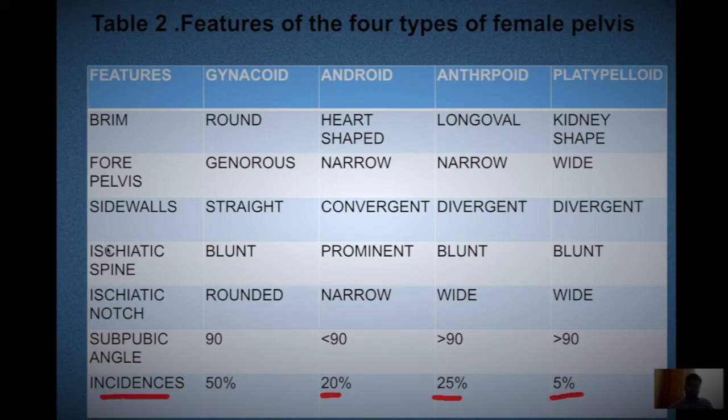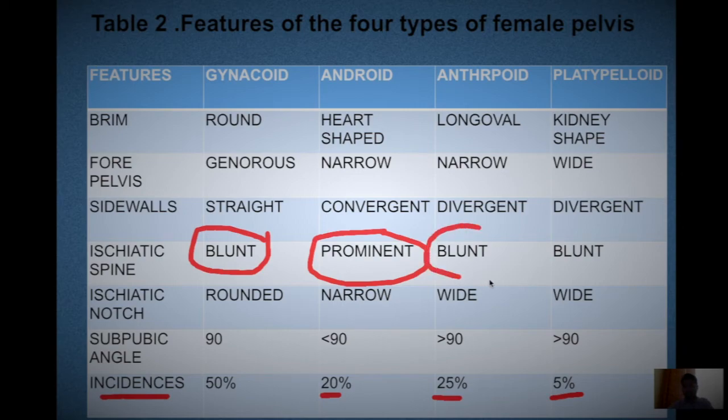The second thing we should know is about the ischial spine. The ischial spine in gynecoid pelvis is blunt, that is, it favors the outcoming of the baby. In android, it is prominent, so there might be some complications for the baby to come outside, or for molding. Now, what is molding, that we will understand in further chapters. In anthropoid and platypelloid pelvis, the ischial spine is blunt, so there won't be complications due to the ischial spine.